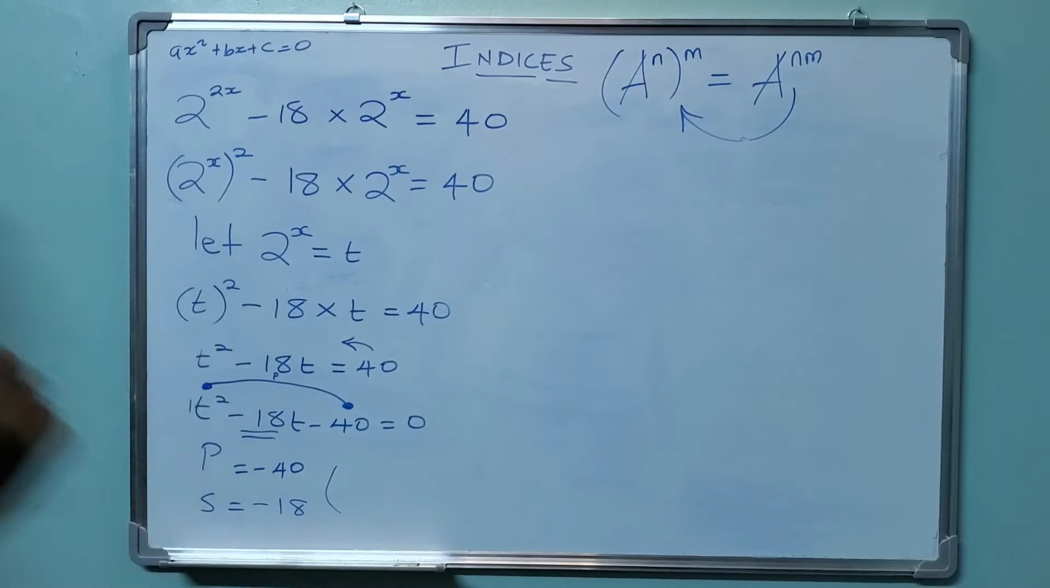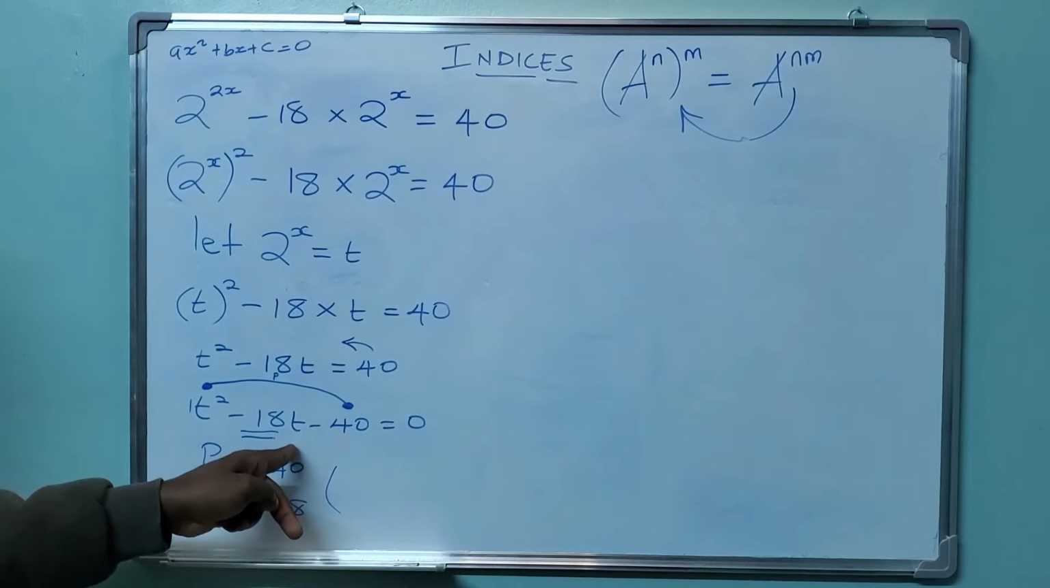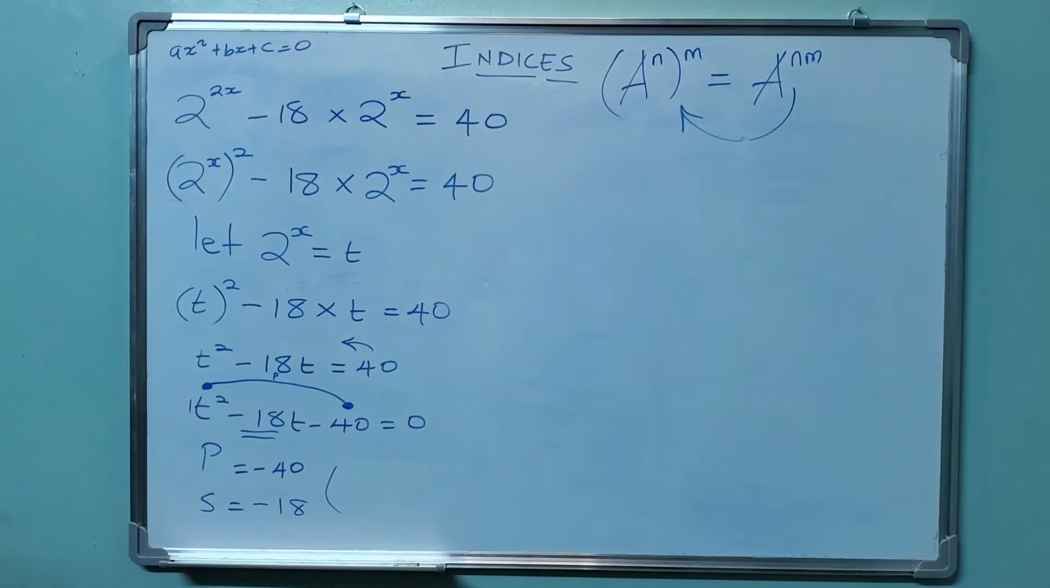So I'm going to look for two numbers. These two numbers, if I multiply them, I get negative 40. If I add them, I get negative 18. Which values are these? Now, the values are negative 40, negative 18. I can have there 20 and 2.